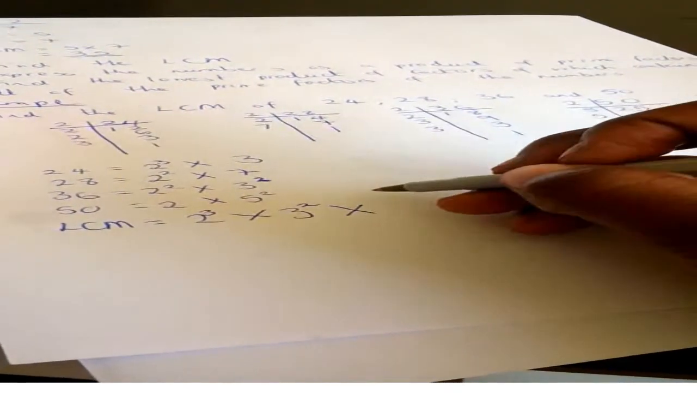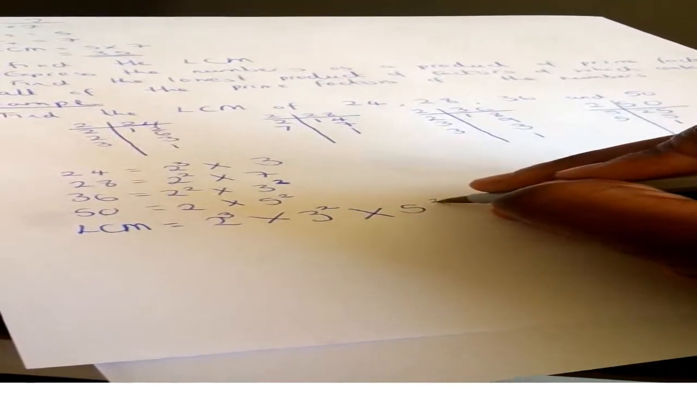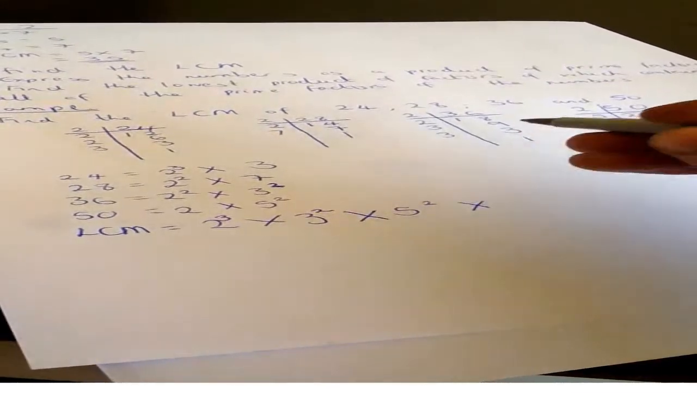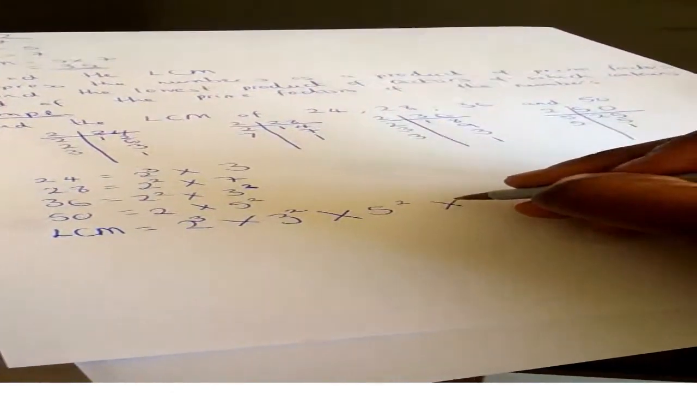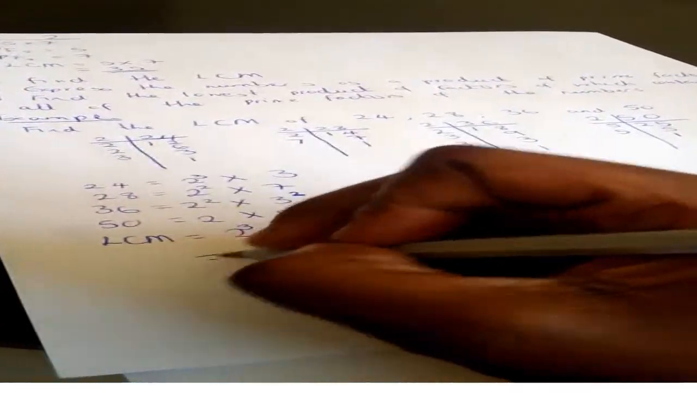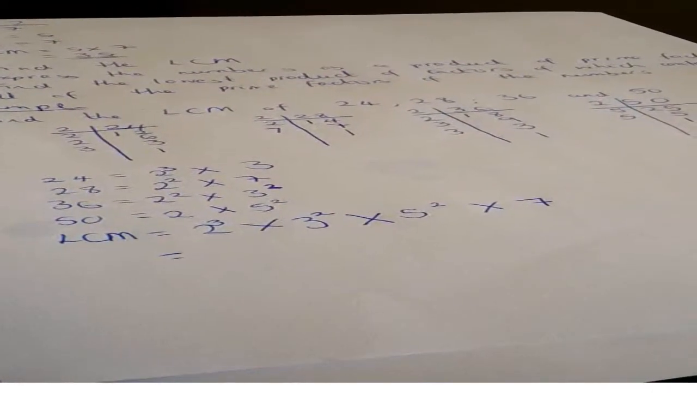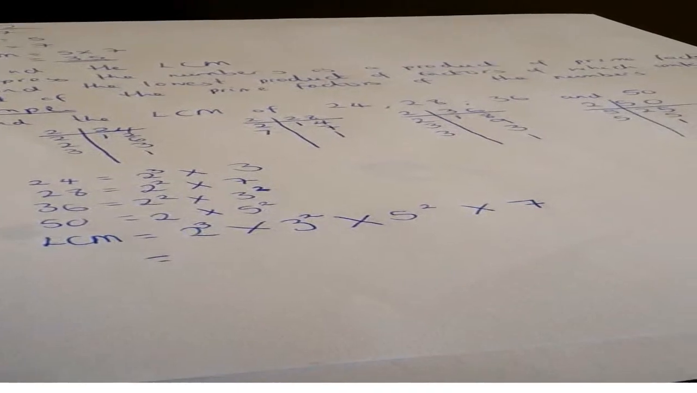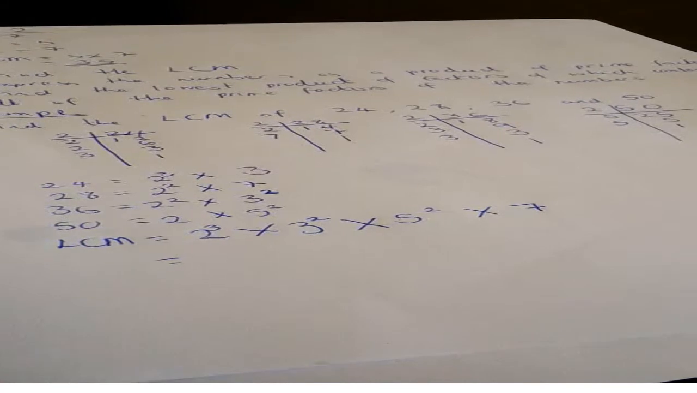Then we say times the next number, which is 5. We write 5 to the power of 2. Then next, times the next number, which is 7. This is 7. So what is the lowest common multiple of these numbers? First, we multiply 2 to the power of 3. What is 2 to the power of 3? This is equal to 8. Then we say times 3 to the power of 2, which is 9, 8 times 9. This is equal to 72.